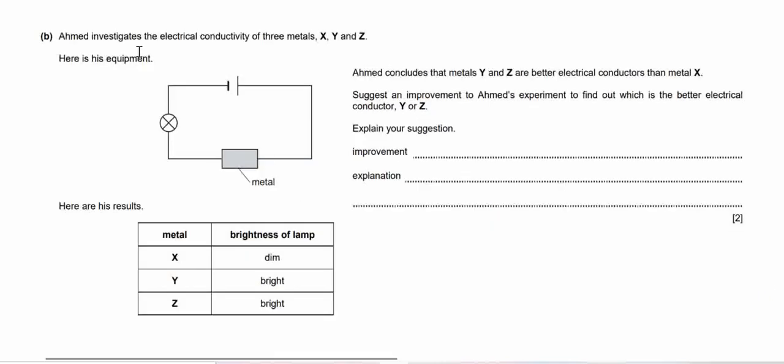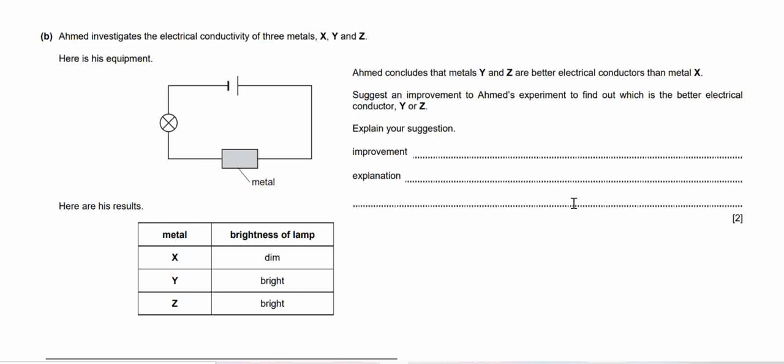Now Ahmed investigates the electrical conductivity of 3 metals X, Y, Z. Here's his equipment. Here are his results: metal X, dim brightness; Y and Z the same, bright and bright. Now Ahmed concludes that metals Y and Z are better electrical conductors than metal X. Suggest an improvement to Ahmed's experiment to find out which is the better electrical conductor. Is it Y or Z? Explain your suggestion, improvement, and explanation. 10 seconds from now. 10, 9, 8, 7, 6, 5, 4, 3, 2, 1.